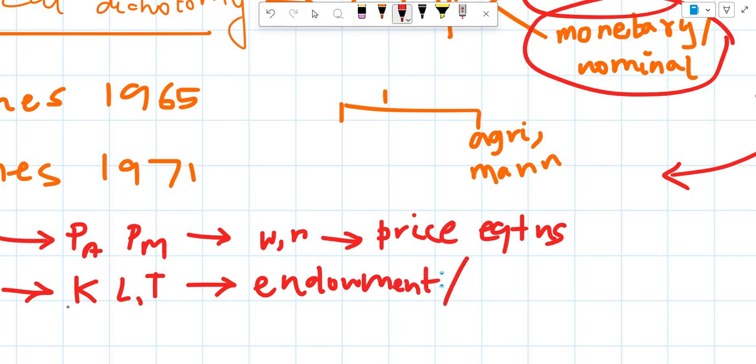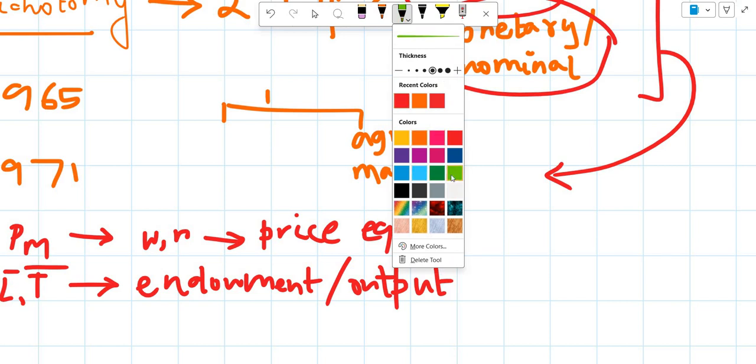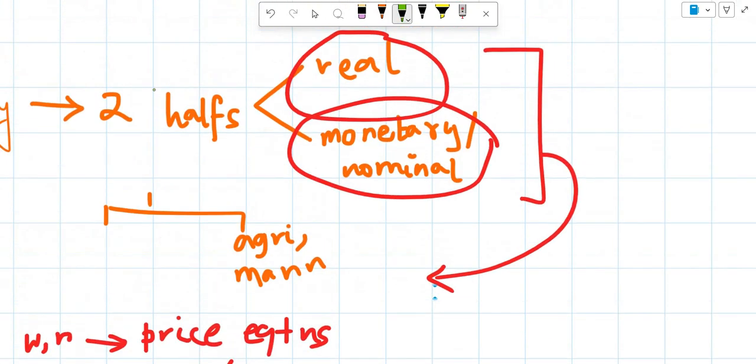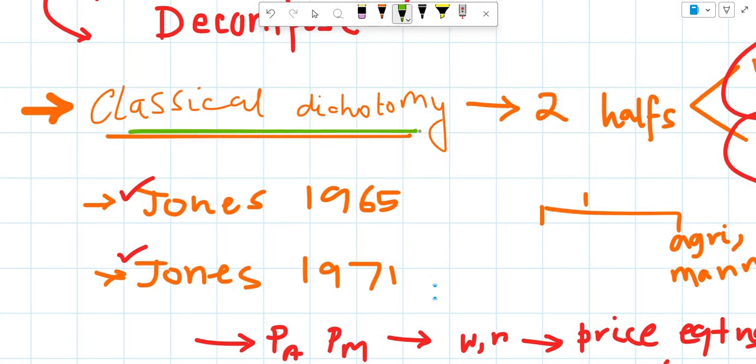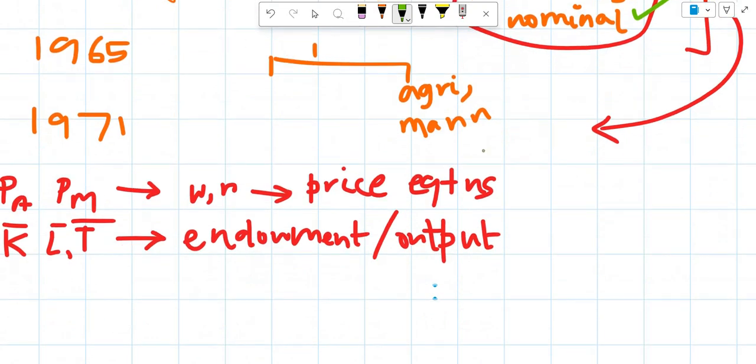I am calling them the endowment equations because they equate the factor endowments. You have K bar, L bar, T bar, which are the factor supplies in the economy, and you have the factor demands on the other hand. So these essentially give you the output side, basically how much output is generated. Now, try to compare this with the exercise of classical dichotomy, where you realize that the economy is a combination of a real sector and a monetary sector.